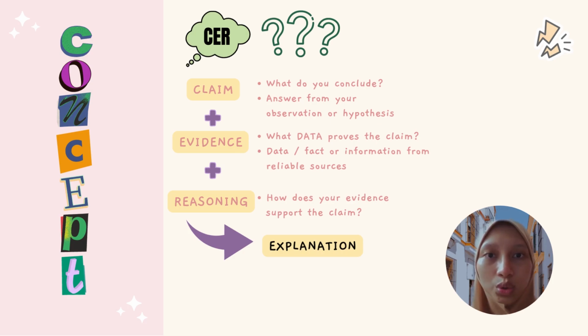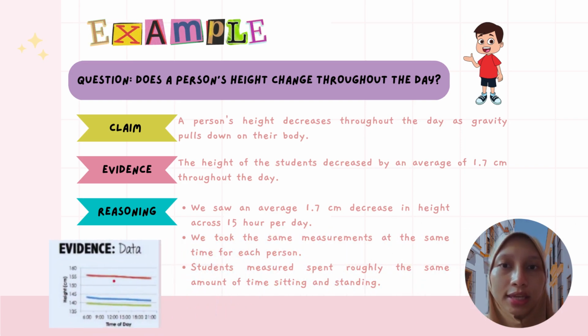Reasoning is also to defend the evidence. Why is this evidence a good evidence to support the claim? To conclude, what is CER, or the concept of scientific reasoning? CER is a way to make or come up with an explanation or scientific argument. This is what we call scientific argument or scientific reasoning. For a better understanding, let us take a look at the example.